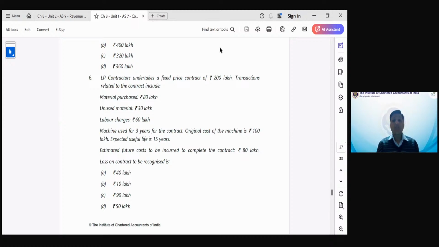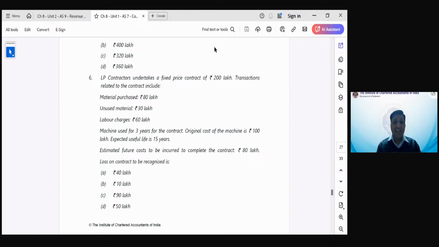So now, what is the amount of loss? If the total estimated cost is 210 lakhs, and the contract revenue is 200 lakhs, what will be the loss to be recognized? 10 lakhs. So to my understanding, the answer should be B, 10 lakhs. Maybe you can check the solution later on, but it should be B.